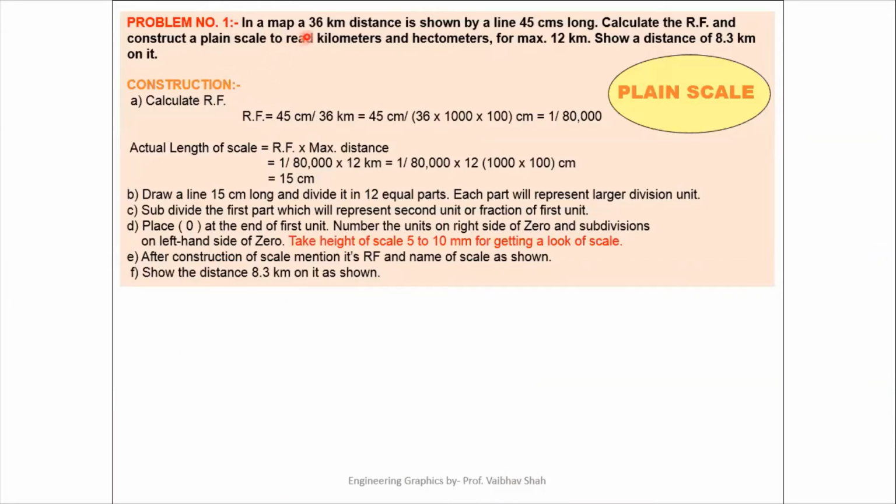In a map, 36-kilometer distance is shown by a line of 45 centimeter. Calculate the RF and construct a plane scale to read kilometers and hectometers. For maximum of 12 kilometers, show a distance of 8.3 kilometers on it.